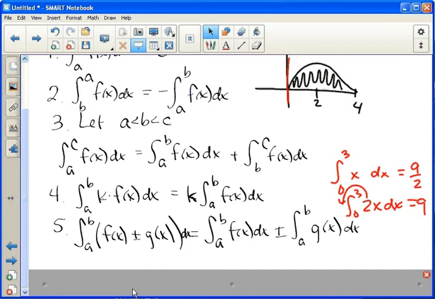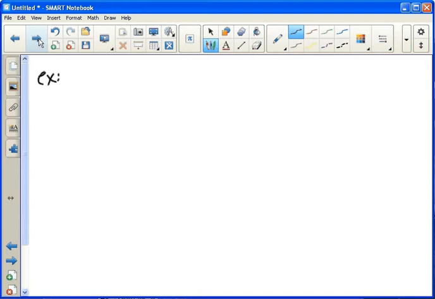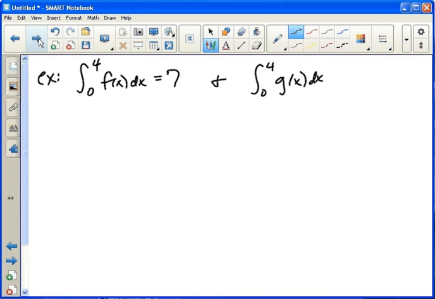So first example. Let's say that we're given that for some function f of x, the integral from 0 to 4 is 7. And you're told for some other function, g of x, the integral from 0 to 4 is 4. Remember, integral just means area under the curve, so what this is really implying is that the area under f of x from 0 to 4 adds up to 7, and that the area under g of x from 0 to 4 adds up to 4.